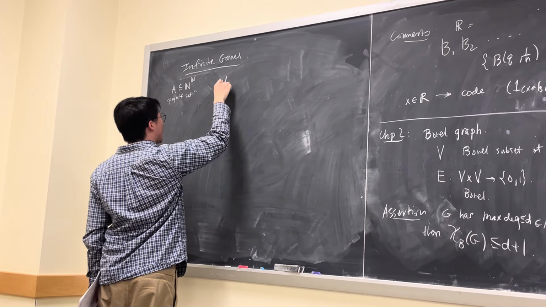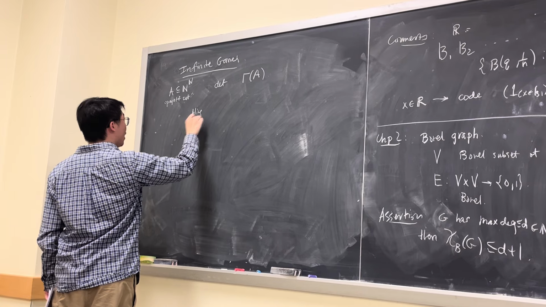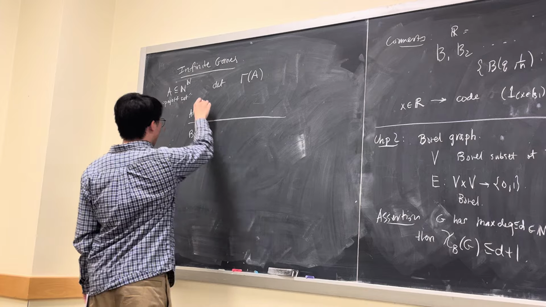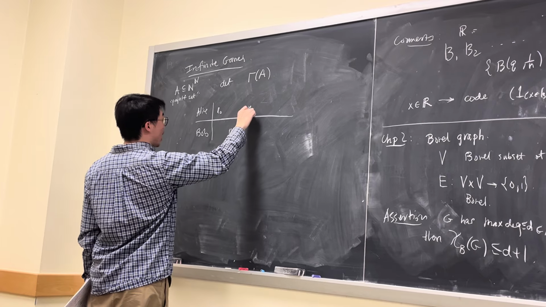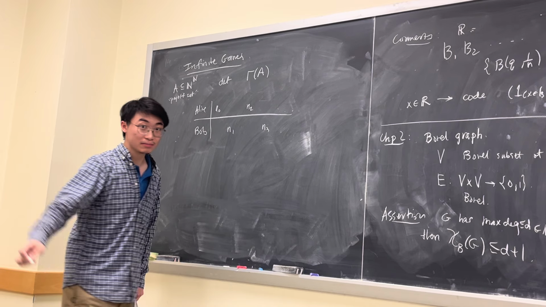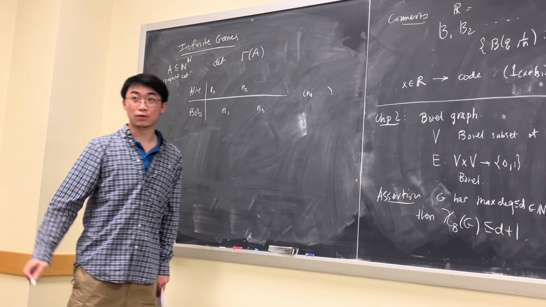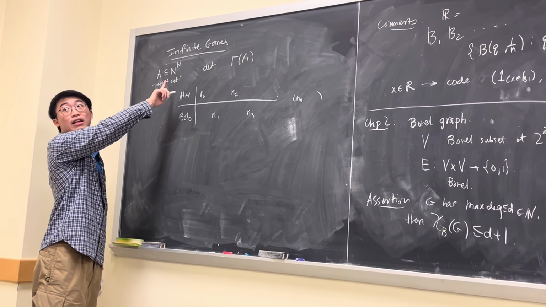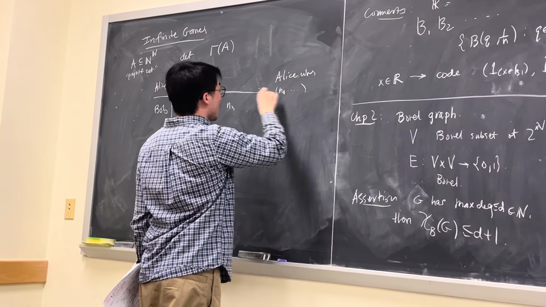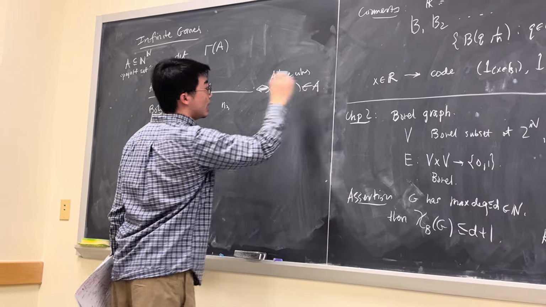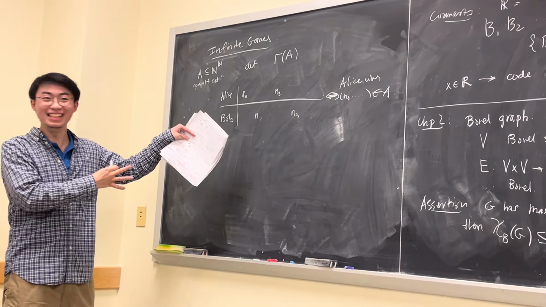I can define a game, Gamma of A, where I have two players, Alice and Bob, who each play one natural number, n0, n1, n2, n3, and so forth. In the end, they produce n0, n1, and so forth, which is an element of N to the N. And Alice wins if and only if this thing is in the payoff set A. So this is a well-defined game. You can play it with your friends.